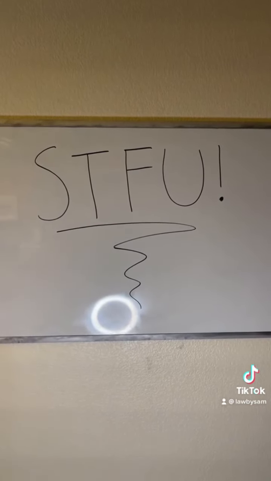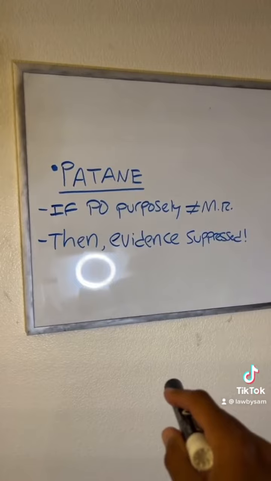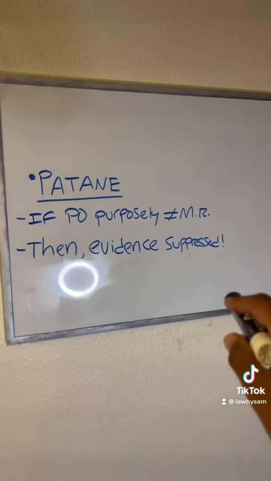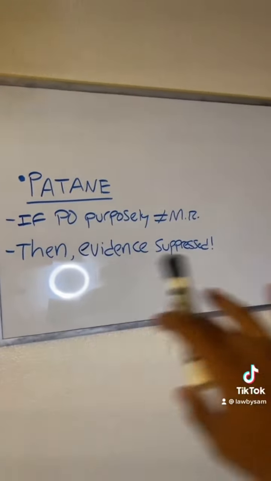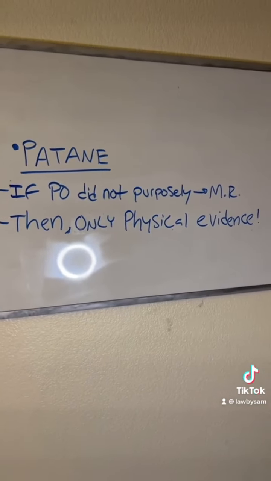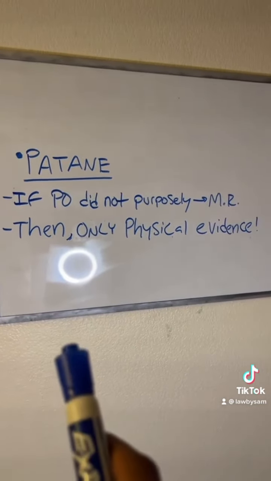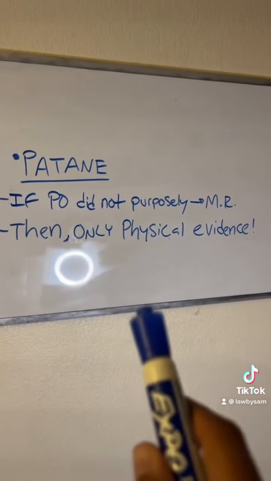Let's go through what happens when an officer forgets or purposely forgets to give the detainee his or her Miranda rights. In a Supreme Court case called Payton, if the police officers purposely forget to give the defendant his or her Miranda rights, then the evidence will be completely excluded. However, the Supreme Court held that if the police officers did not purposely forget to give the defendant his or her Miranda warnings, then only physical evidence will be permissible. His or her statements will be excluded.